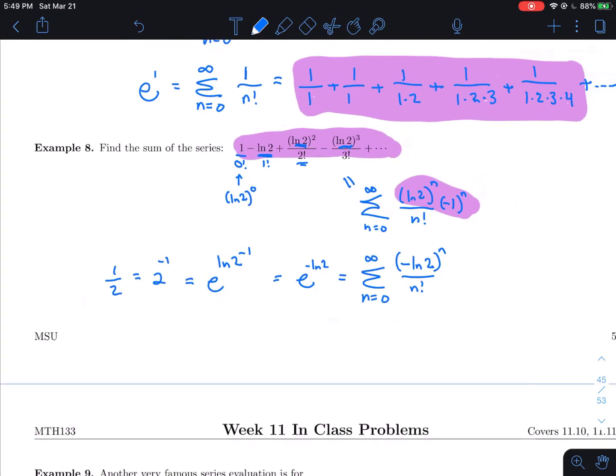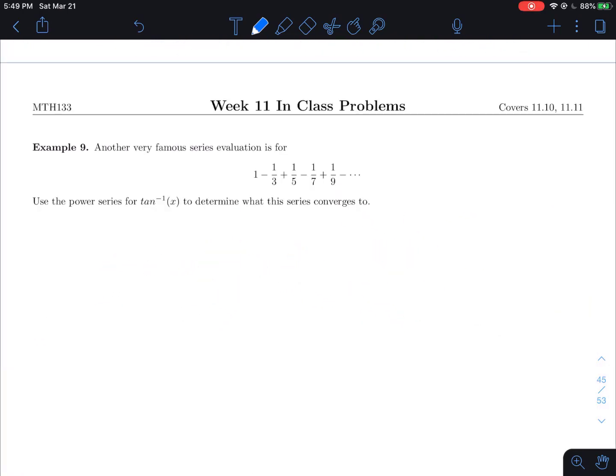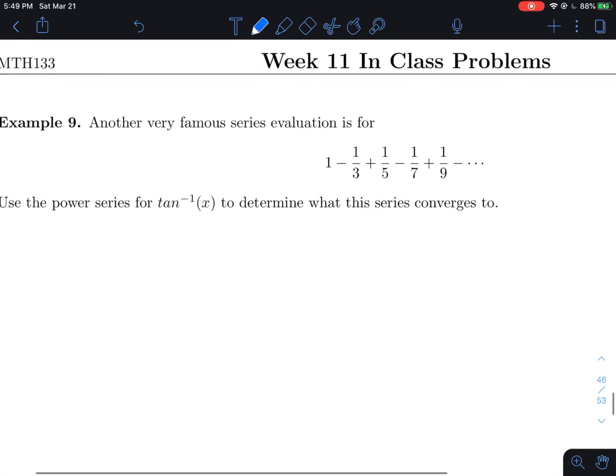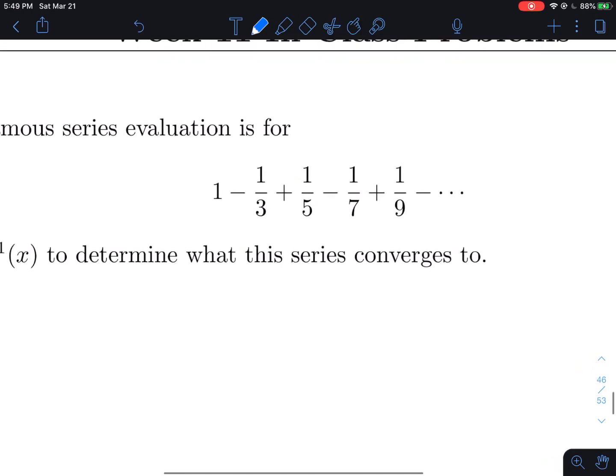Okay, so here I have another problem that's in the same sort of flavor, a very famous historical problem here, and I'd like to show you that using arctangent, that is tangent inverse of x, we can actually say what this here converges to. So remember, tangent inverse wasn't actually on our list up above, so we need to come up with this again.